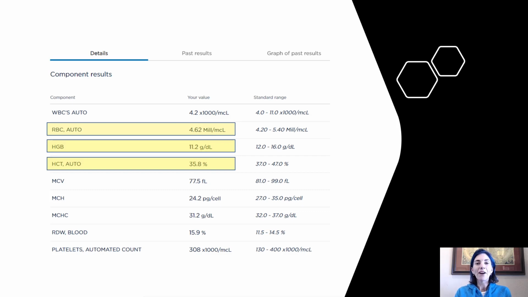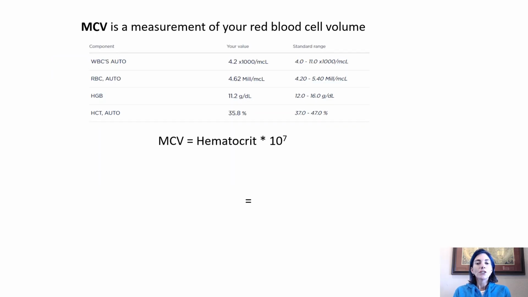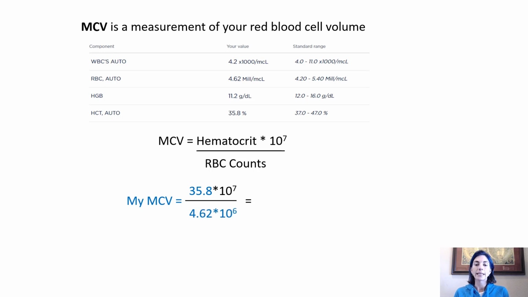All right, how do we calculate MCV? So MCV is your hematocrit, and that's a whole number, times 10 to the 7th over your red blood cell count. So in my case, my hematocrit is going to be 35.8. I'm going to multiply it by 10 to the 7th, and I'm going to divide that by my red blood cell count, which is 4.62 times 10 to the 6th. So my 10 to the 7th and my 10 to the 6th cancel out.